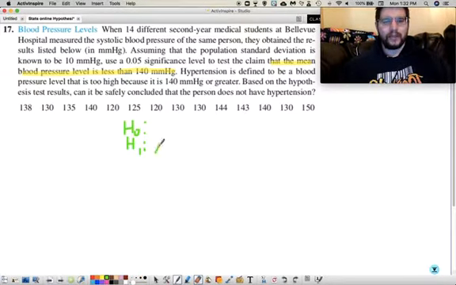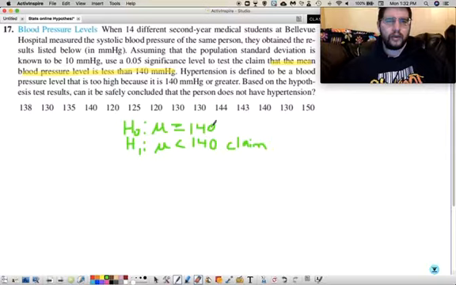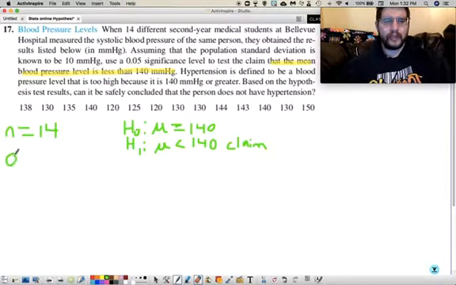Now it is less than, so that goes in my alternative. And that's my claim. That makes my null greater than or equal to. Now, n is 14, that's pretty obvious. Sigma, they give us that, is 10.